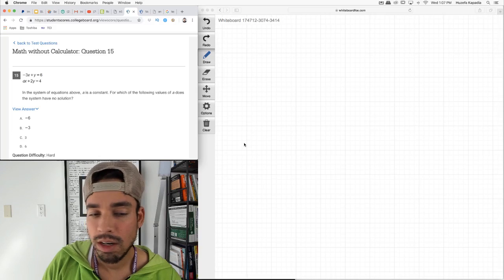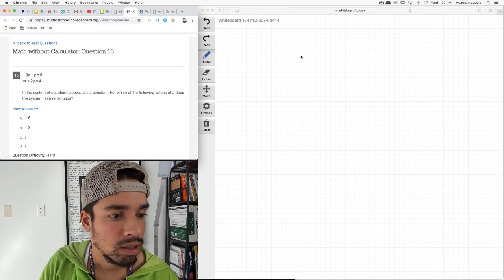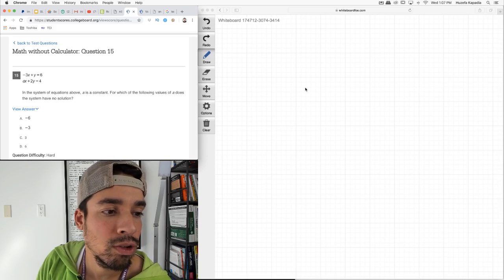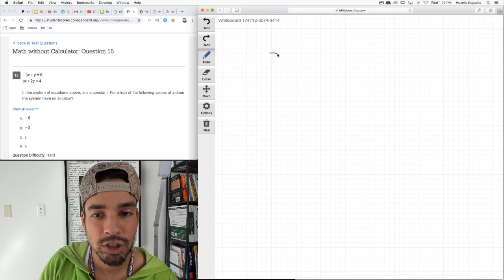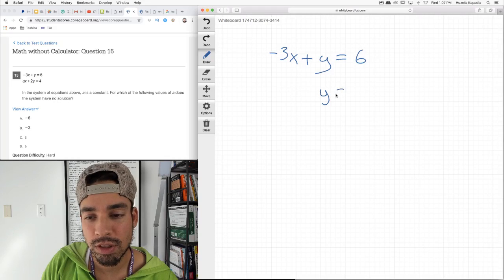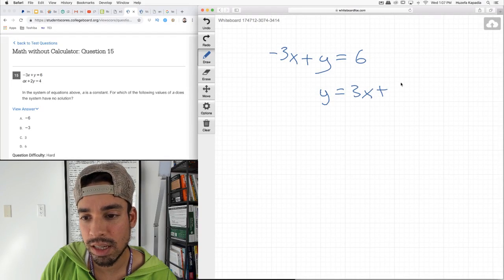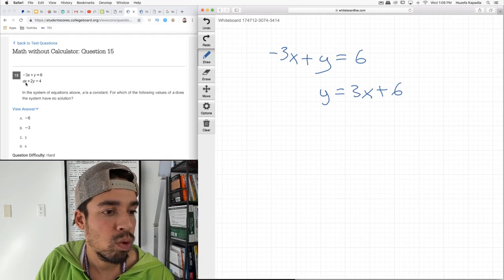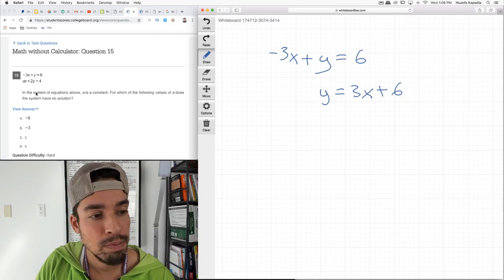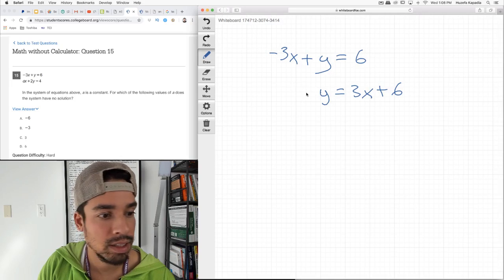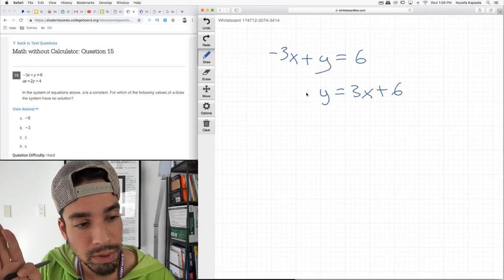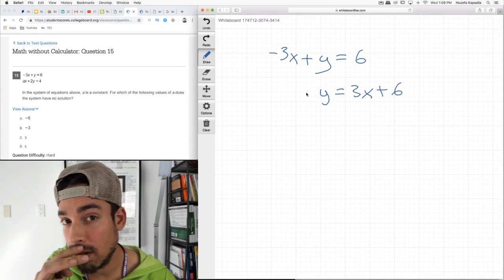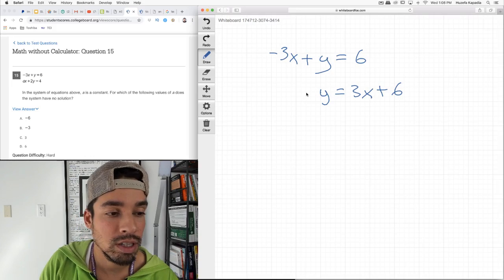All right. And that's kind of a tricky question. So the first thing I'm going to do is look at that top equation and put it in slope-intercept form. Add 3x to both sides and I get 3x plus 6. Now, for what value of A will this bottom function look like this top function? Oh, no, I'm sorry. What am I talking about? Where there's no solution, sorry, it won't look the exact same. It'll have the same slope, but a different y-intercept.